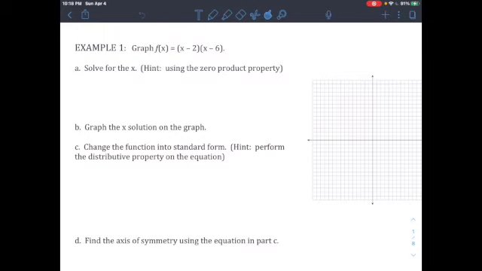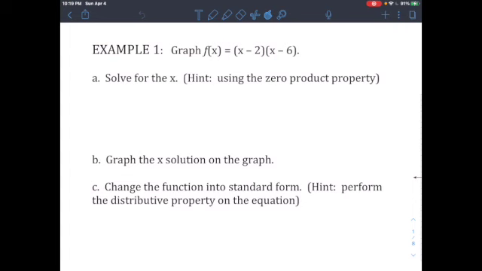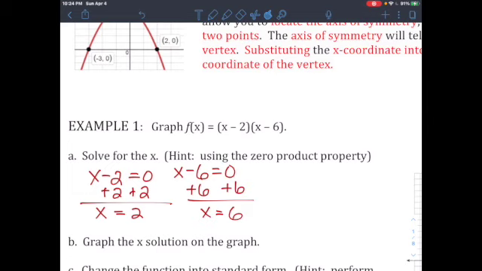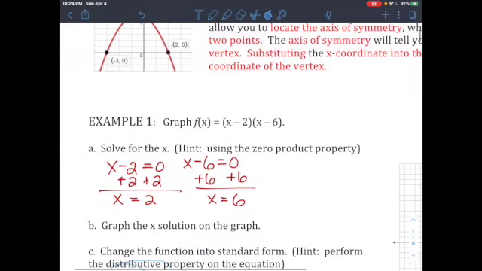Solve for x. That is going to be using the zero product property. x minus 2 equals 0, and then x minus 6 equals 0. And solve it. And then the second thing says graph the x solutions on the graph. Go ahead, plot those 2 points on the graph. Then go ahead and finish off some of the things that you can do, and then we'll check back with your answer.